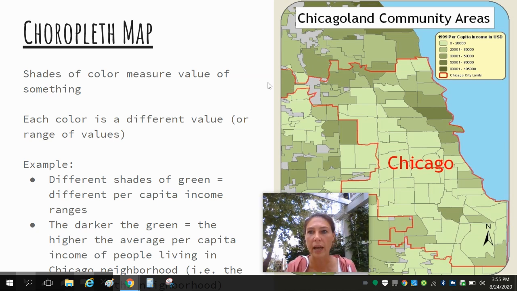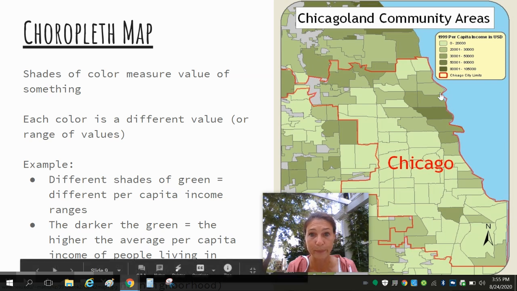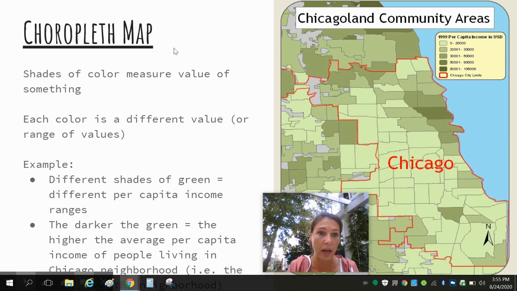This is Chicagoland community areas per capita income. So per capita income means wealth. What you're looking at here is the wealth of the Chicagoland area, which is outlined in red. So this is the border of Chicago, right? And then Chicagoland goes up this way.